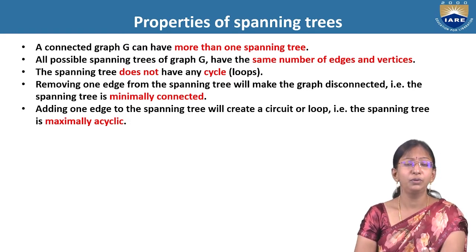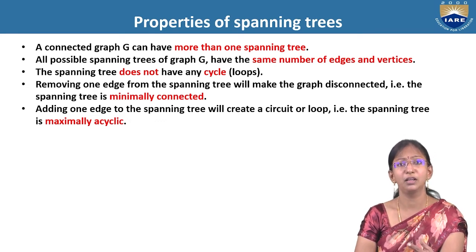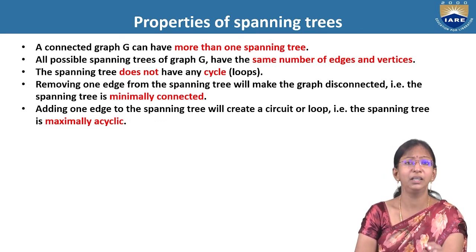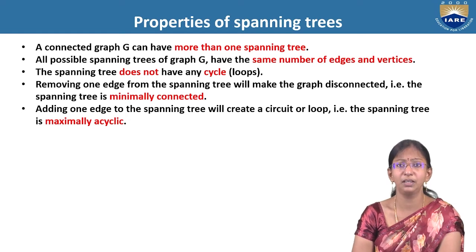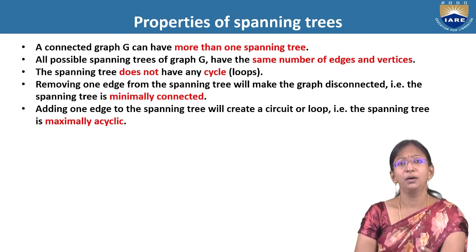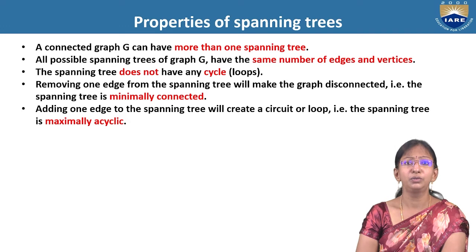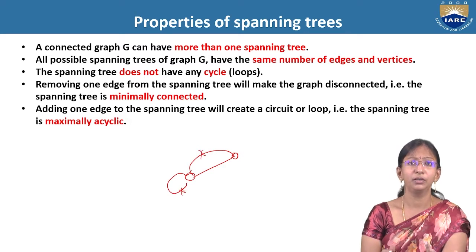Yes. They do not have cycles or loops. Loops will not be there. It may be a self loop or any kind of loop. Loops will not be there in spanning trees. Loops mean more than one path between two nodes. There are two nodes; you are not supposed to have parallel edges or a loop. Both are not permitted.